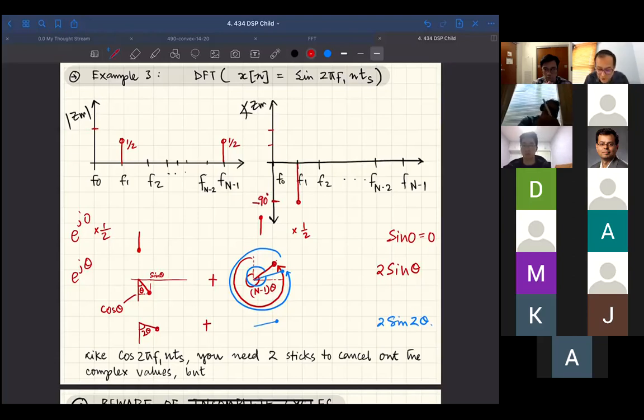And where should Fn-1 start at? Pi over 2. Everything else should be 0 because none of them have any magnitude at all.